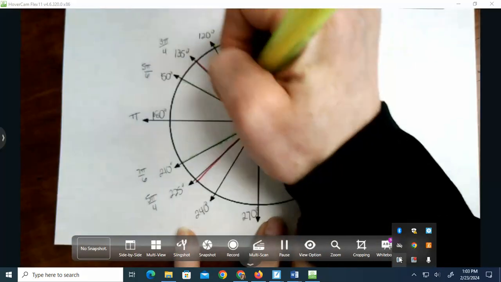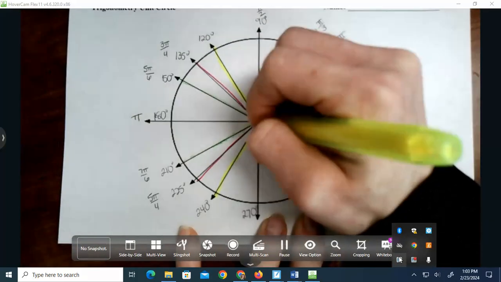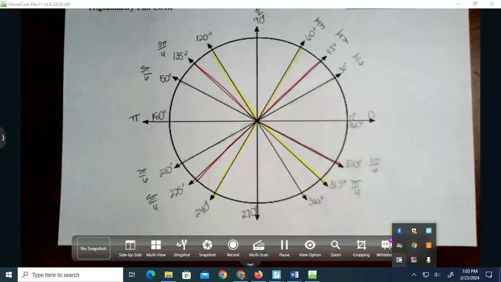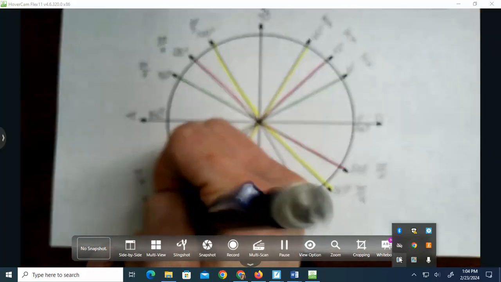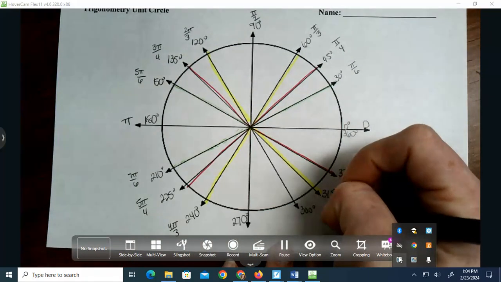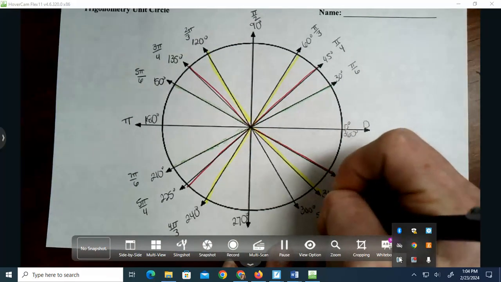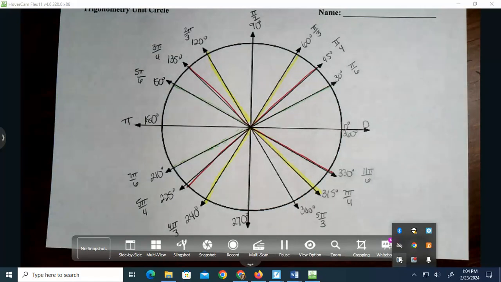Everything with a reference angle of 60 has a denominator of 3. So 1 less would be 2 pi over 3, 1 more, 4 pi over 3, and double minus 1, so 6 minus 1 is 5 pi over 3. Next, we are going to add ordered pairs to this.